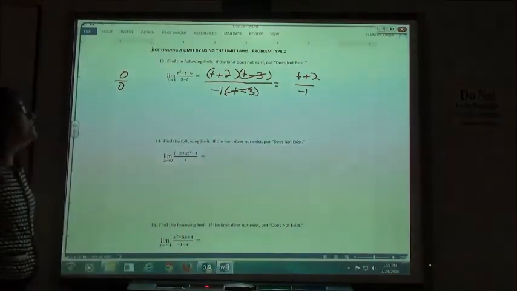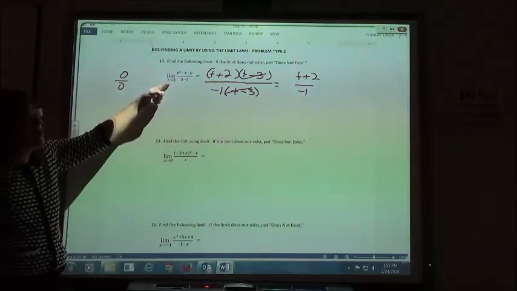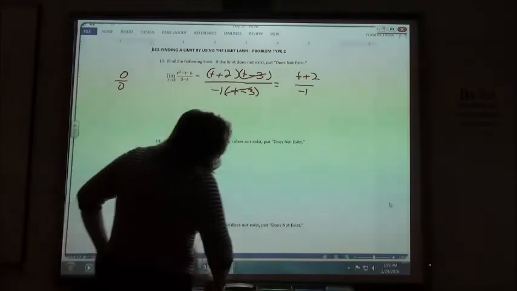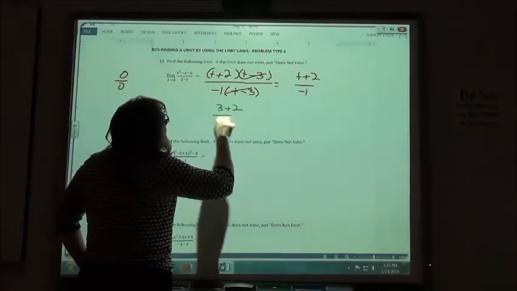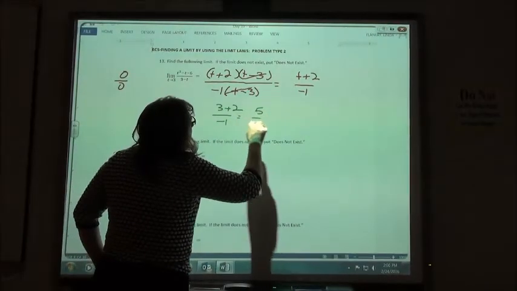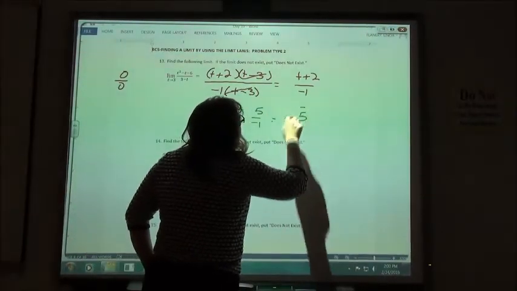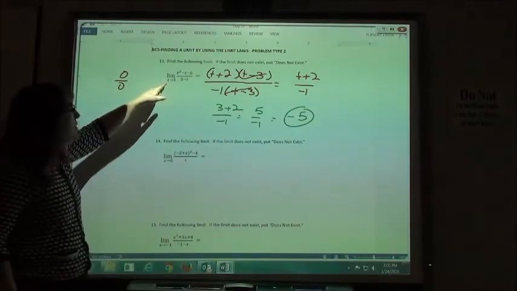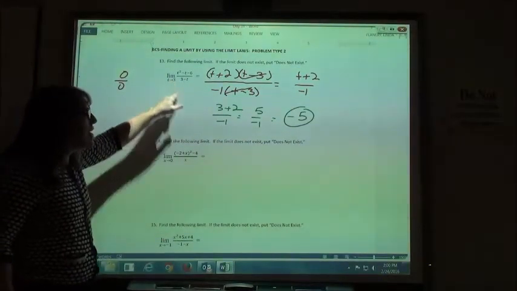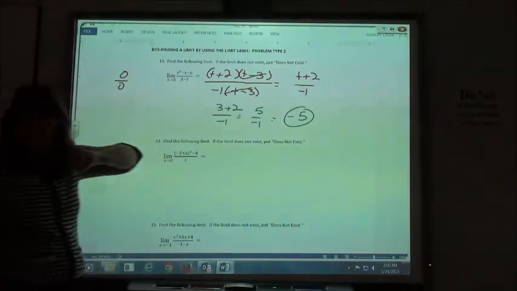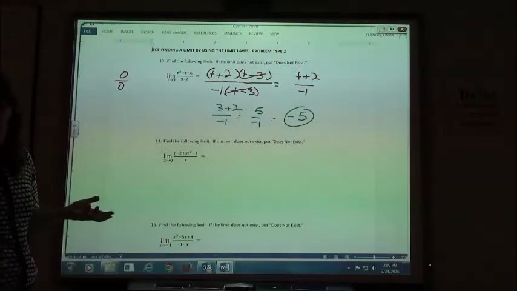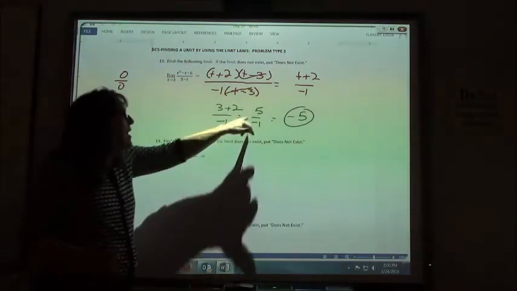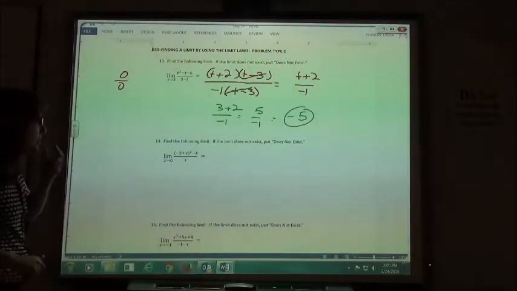Now that's an expression that we can evaluate at 3 directly. So we are going to then put the 3 in for our t. If I have 3 plus 2 over negative 1, 5 over negative 1 would be negative 5. So the limit of our expression as t approaches 3 is going to be negative 5. So a lot of times when you have that quadratic expression, you're going to end up factoring out and reducing your fraction down as much as you can, and it makes it easier to evaluate your expression.